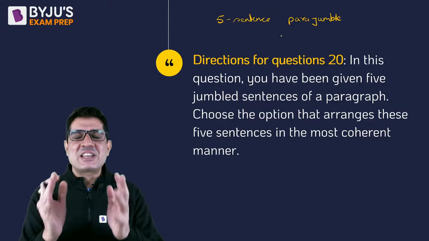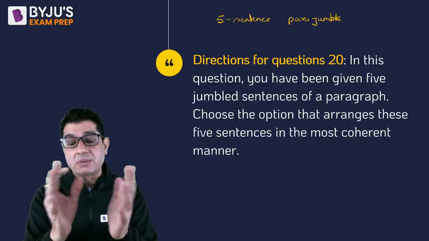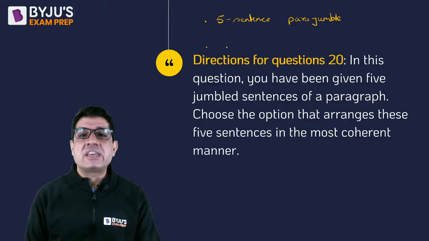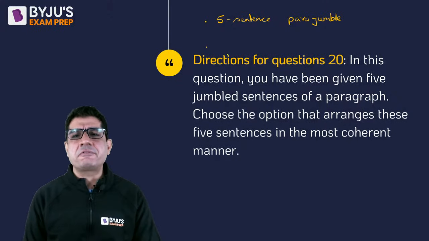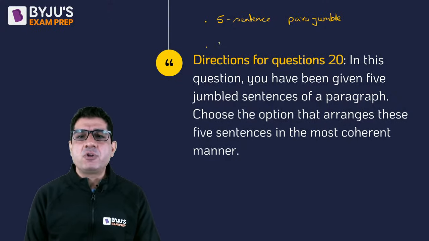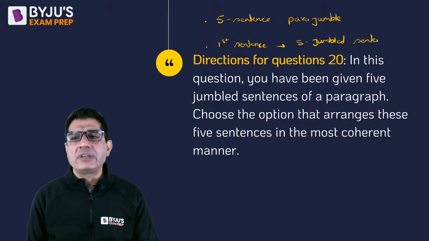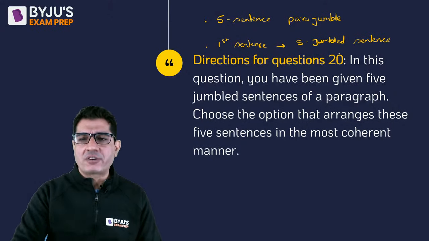Not exactly arrange them, because you do have multiple choice questions. These are multiple choice questions, right? So you have options. There are times when they give you one sentence as a fixed sentence. So they give you the first sentence of the paragraph, and then they'll give you 5 jumbled sentences. That generally makes the question type easier, but the difficulty level usually is not very high.